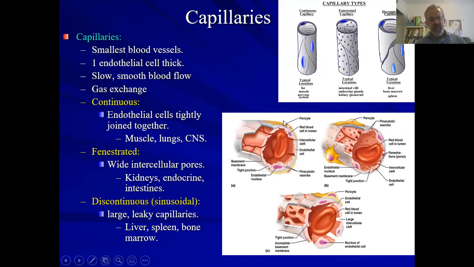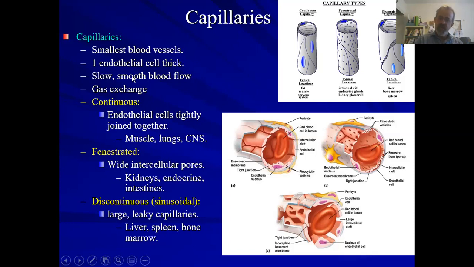So we're going through the different blood vessels. Let's take a look at the smallest one, which are capillaries. And those of you that were taking anatomy, from me anyway, we talked about the blood-brain barrier. So this kind of comes into play here. But before we get to that, I do want to say that capillaries, of course, are the smallest blood vessels. They're one endothelial cell or one simple squamous cell thick. Blood flow is very slow, and this is where gas exchange occurs.